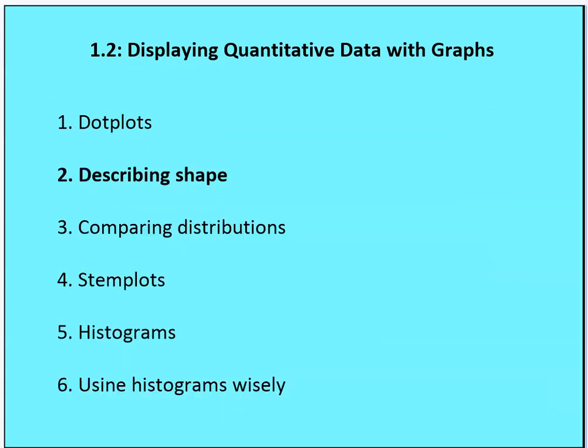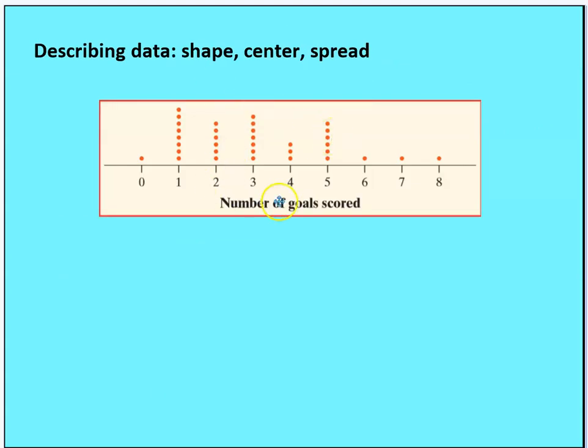All right, so we want to talk about describing shape, and we're going to use a dot plot to describe shape. So let's talk about this dot plot again, and we're going to talk specifically about shape, center, and spread. So again, this is very important. You're going to be talking about shape, center, and spread throughout the course of the year.